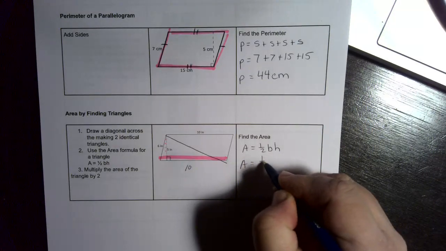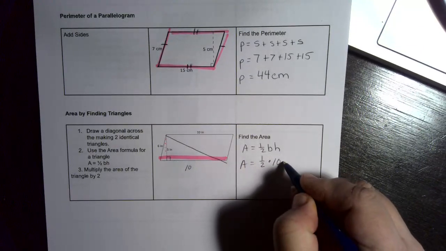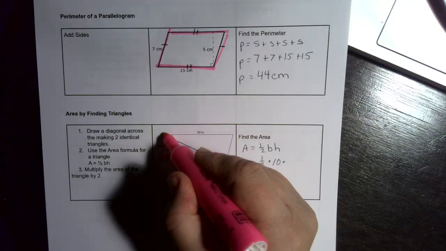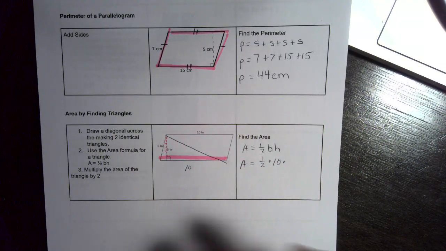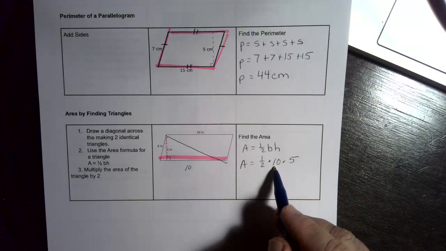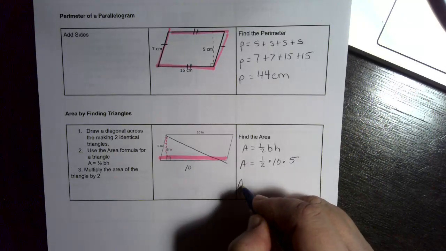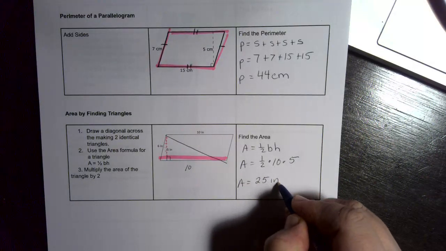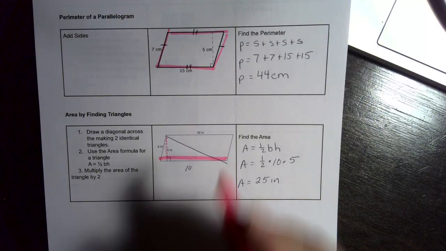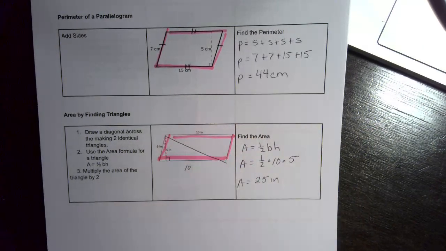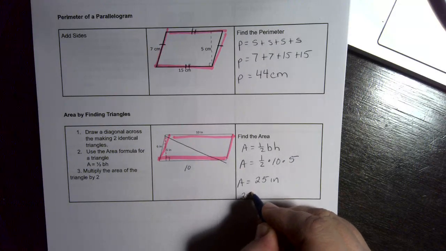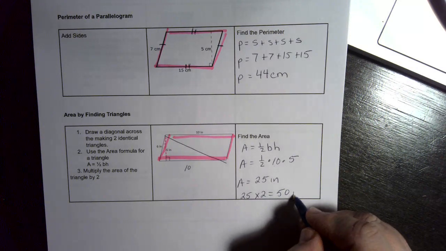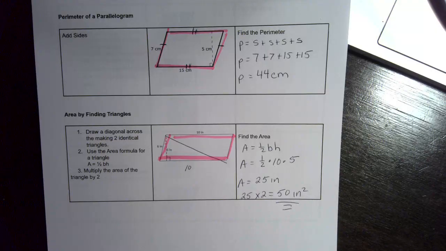So therefore, when I substitute, it is 1/2 times 10. And again, my height has to be my perpendicular line. Okay, so it is the dotted line that we want. And in this case, it is 5. So 1/2 of 10 is 5. 5 times 5 is 25. So the area of one triangle is 25 inches. We want the whole parallelogram. And we said we made 2 identical triangles. So then I will multiply the 25 by 2 in order to get 50 square inches for our parallelogram.